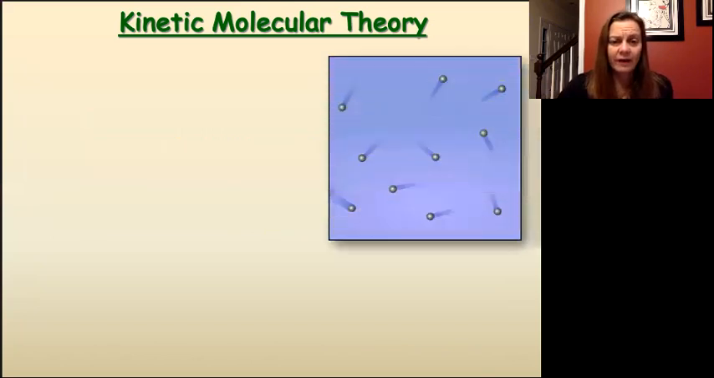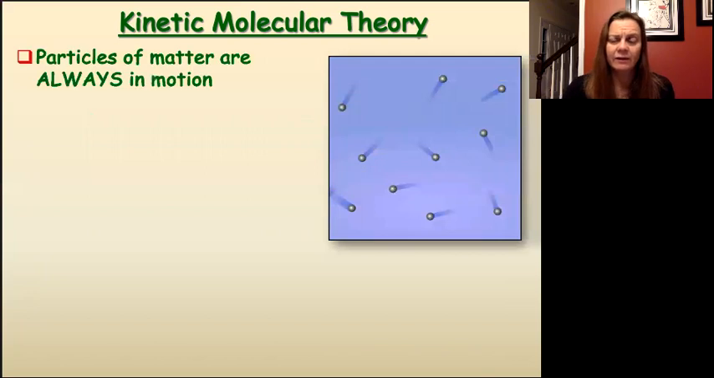So what are these 5 tenets of the kinetic molecular theory? First one is that particles of matter are always in motion. And we know that this is true. The only time that particles of matter are not in motion is when we are at 0 Kelvin.